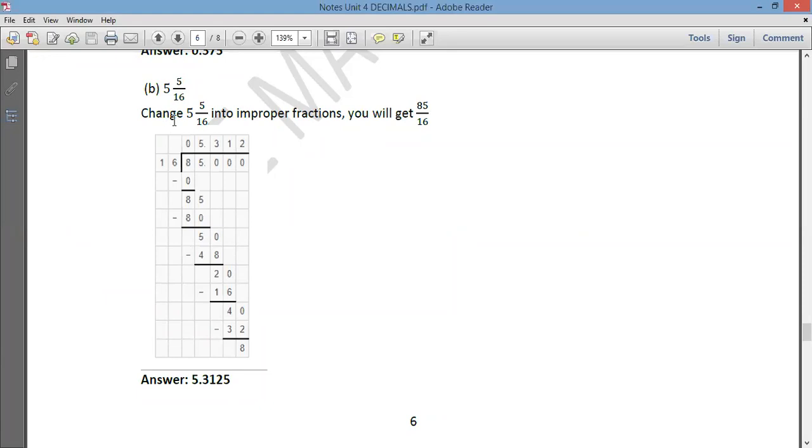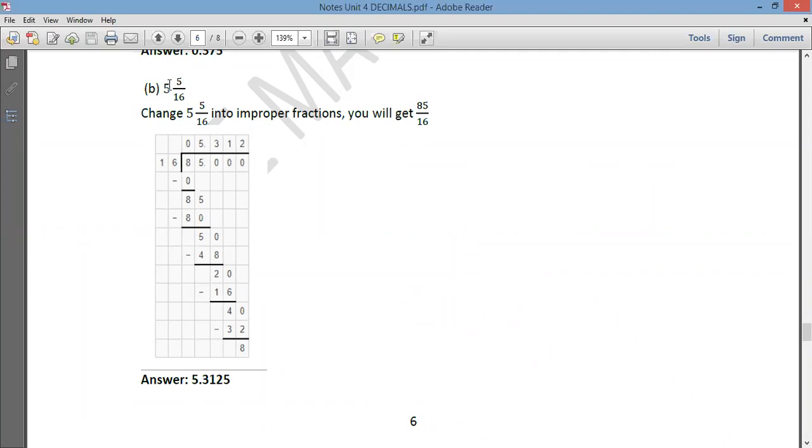You change this into improper fraction first, then you get 85 over 16. So you use 85 divided by 16, then you get 5.3125. Then you get your answer.